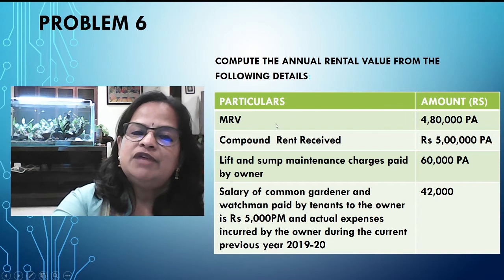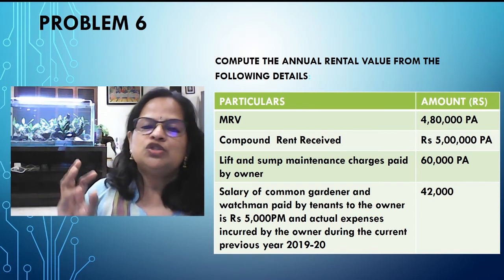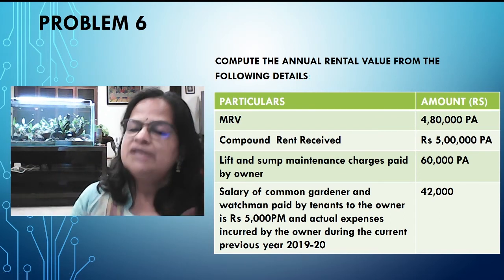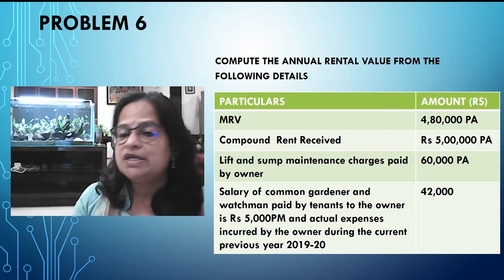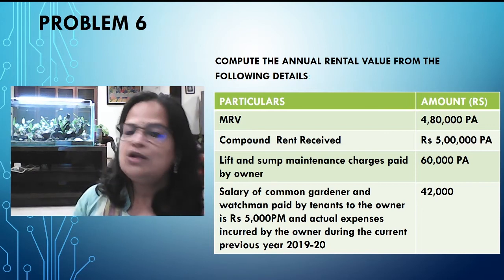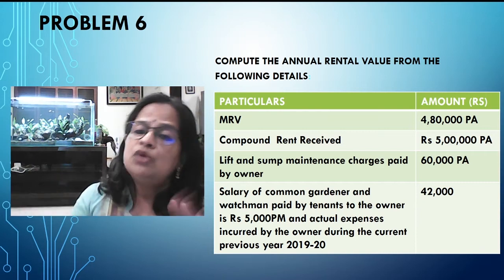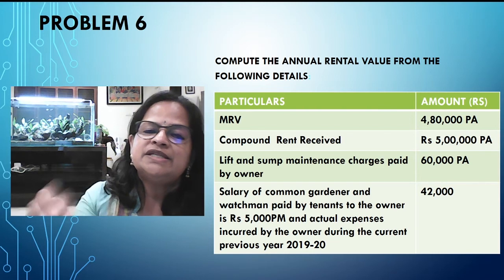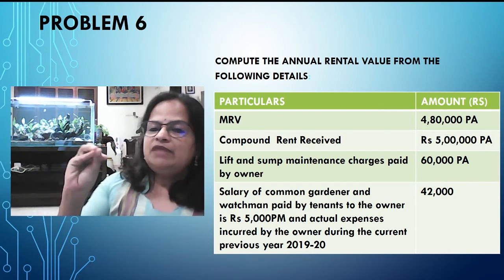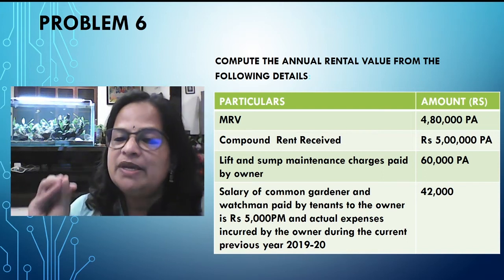So annual rental value: municipal rental value is 4,80,000 per annum. Compound rent received. See, when I explained the first module also, I explained that compound rent means, sometimes tenants will not pay the maintenance charges when you are staying in the apartment. So this will create a problem for the landlord if they're not paying. So they will collect the compound rent, compound rent meaning including the maintenance charges. So here in this case, lift and some maintenance charges paid by the owner. That meaning 5 lakh minus 60,000, 4 lakh 40,000 is the actual rent received by the owner.